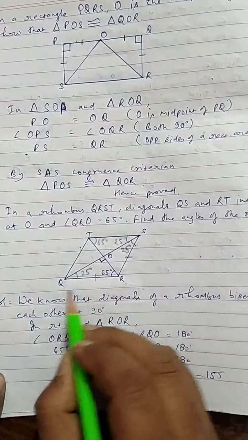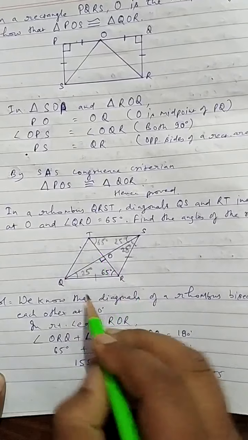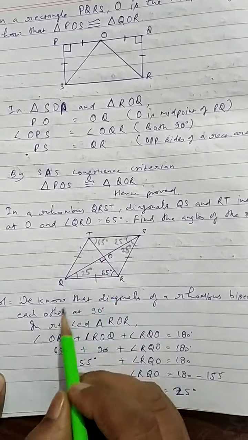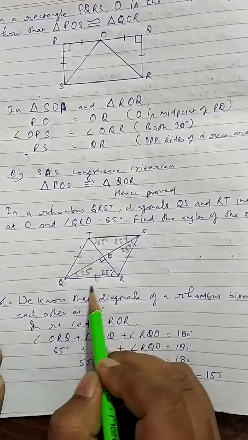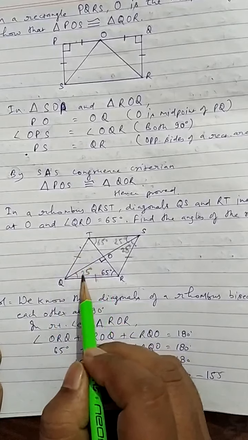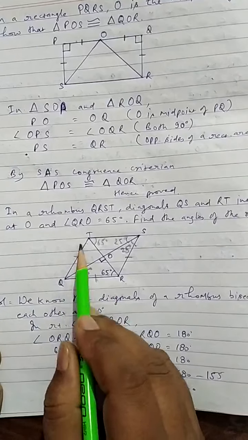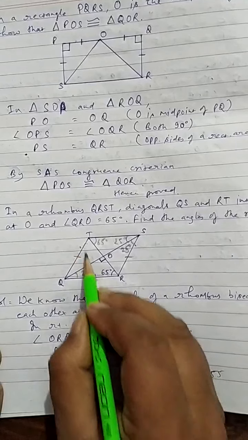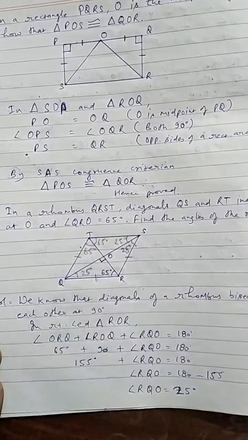Now again, QR is equal to QT. So QR and QT are two equal sides, so this also makes an isosceles triangle. In isosceles triangles, where two sides are equal, the base angles must be equal. So this 65 will be copied here, 65 degrees.